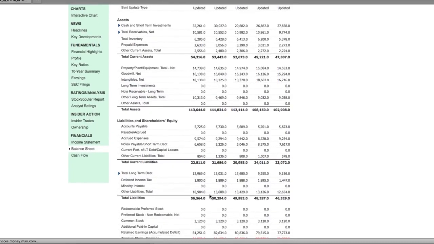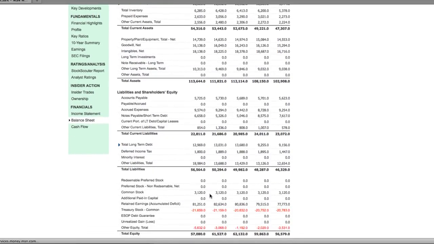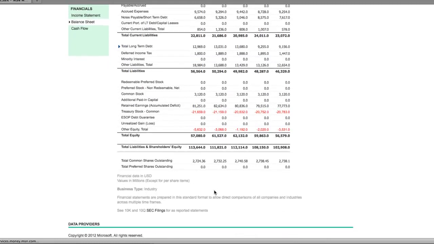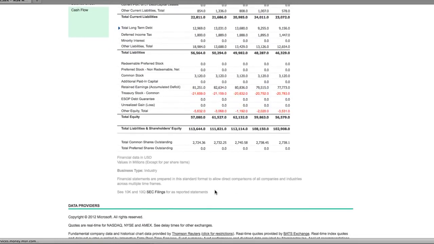So if you keep scrolling down, as you get down to the bottom, the important number on the balance sheet is down at the bottom, which is the total equity. And all they did was they took the total assets minus the total liabilities, and you end up with the total equity, which is $57 billion. Okay, that's what the company is worth in total. If you added up all the shares of this business, it's worth $57 billion on the books.